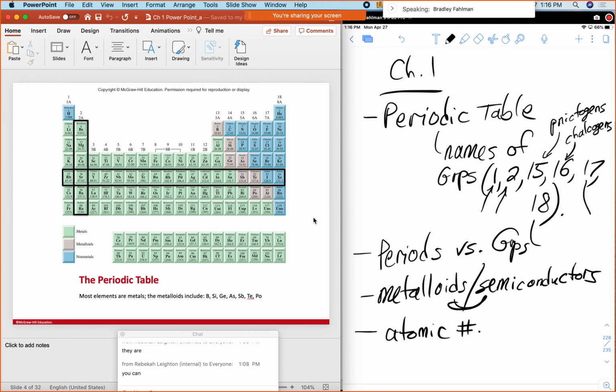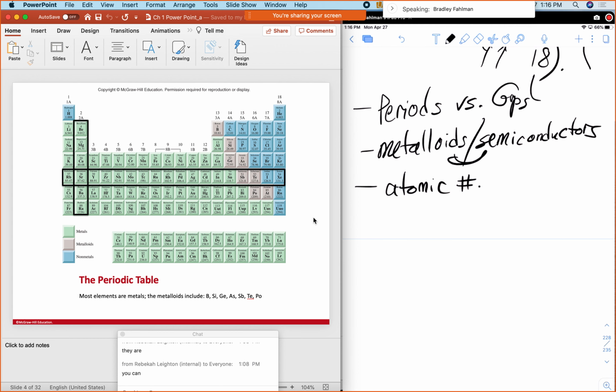Oh yeah, and then the elements that are diatomic. Okay, so we went through this ad nauseum this semester, so I'm sure you know this, but it's just these. H2, N2, O2, F2, Cl2, Br2, and I2. Did I miss any? Hydrogen, nitrogen, oxygen, fluorine, chlorine, bromine, iodine, yeah.